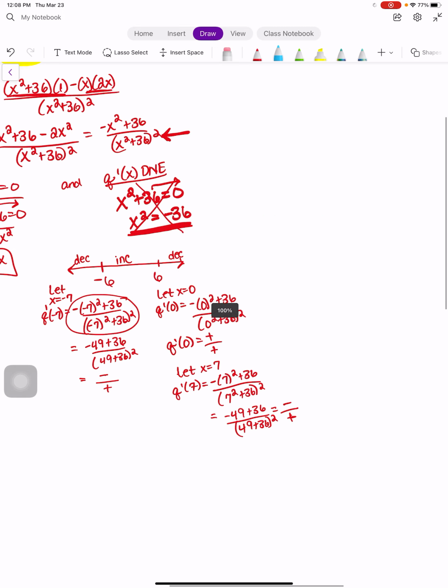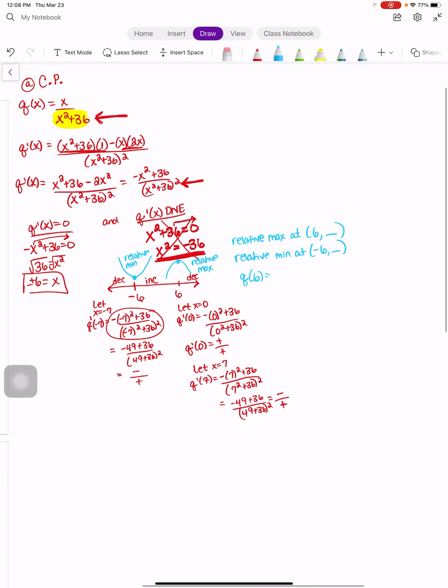Let's see if I can zoom out because I do not remember what that function was. So q of x, which is right here, that is 6 divided by 6 squared plus 36. And that gives me 6 divided by 36 plus 36. That is 6 divided by 72. So that should be 6/72. And then we're going to do the same thing for that negative 6.